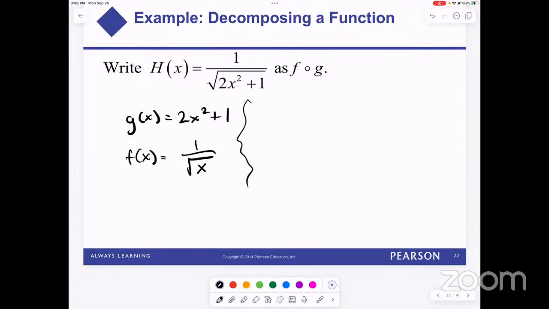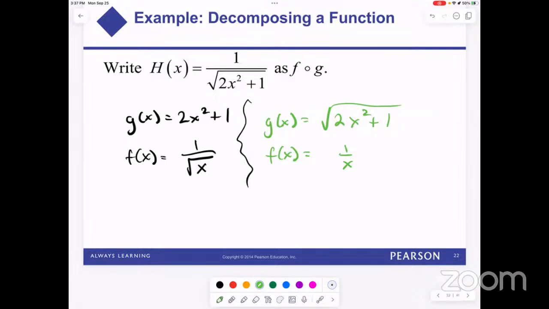Another possible result for g, I'll do it in a different color. So g could be the square root of 2x squared plus 1. And if that's the case, our f of x would need to be 1 over x. There are more. This is just to showcase a couple of different possible outcomes, all right?